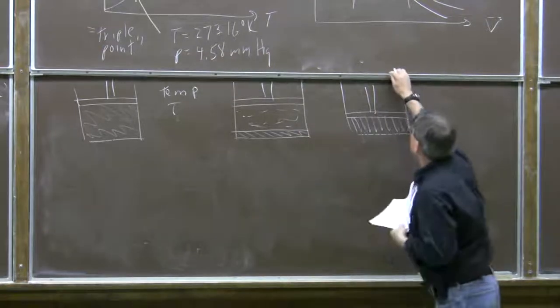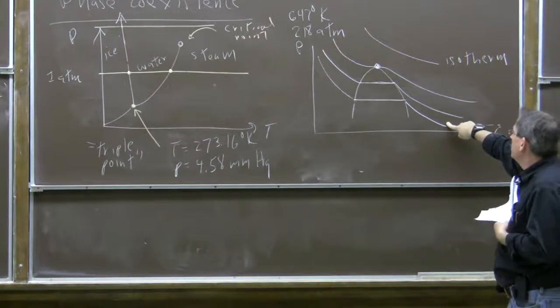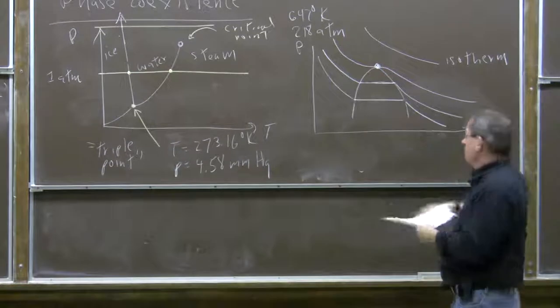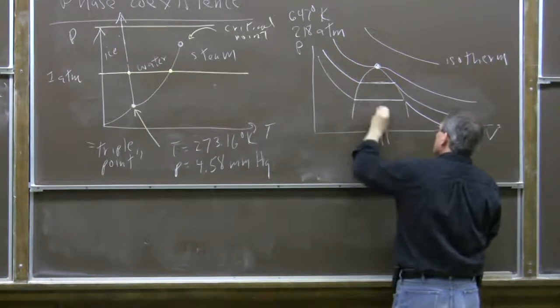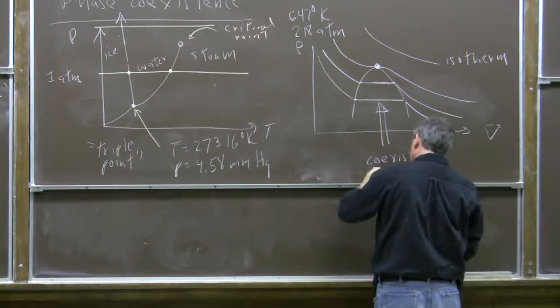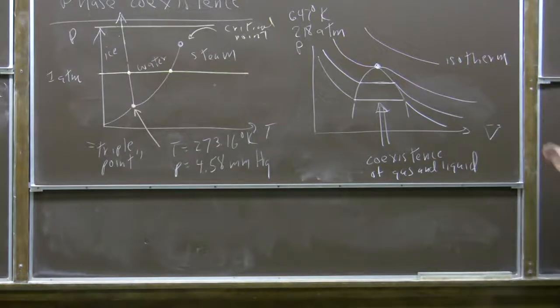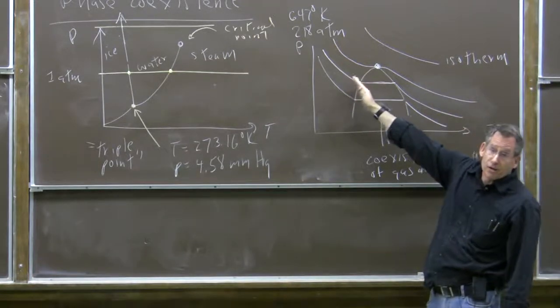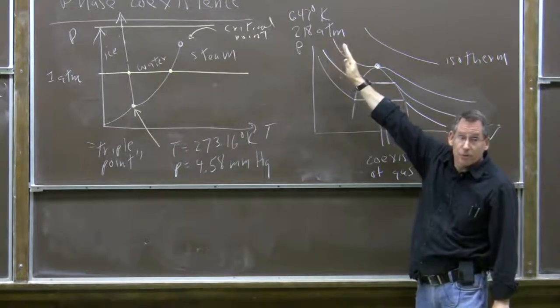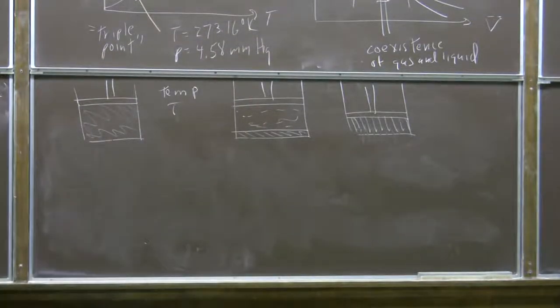So this is just describing the same thing. We start out with a large volume chamber. It's a gas. We compress it for a while. Eventually the liquid forms. And so in here, this is the coexistence of gas and liquid. Keep squeezing down. Eventually we've converted all the gas to liquid, and then compressing further makes the pressure shoot up. So when we have coexistence, it means that we have gas and liquid in equilibrium with one another.